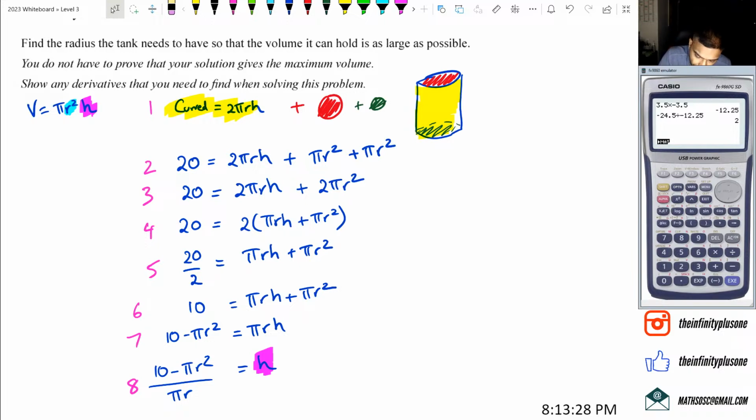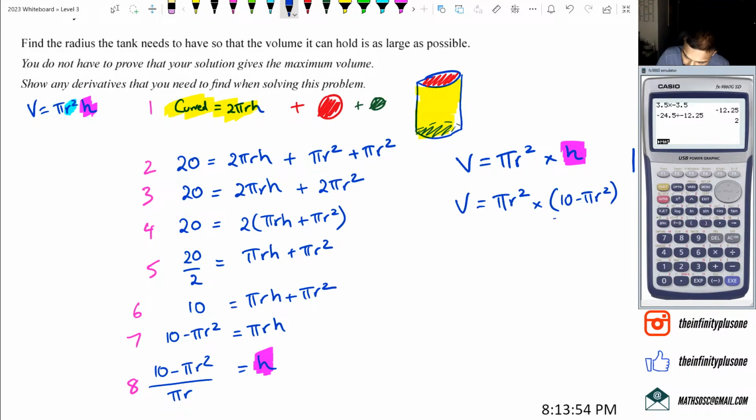Now, the reason I haven't simplified line 8 is because when I go back to the volume equation, notice how it is pi r squared multiplied by h. The reason I didn't cancel the pi r is because I know that there's a pi r and the pi r squared that I'm multiplying by. So in other words, check this out. Volume is equal to pi r squared multiplied by 10 minus pi r squared, divided by pi r. It doesn't matter which way you do it, as long as you get the same equation as I do in the next line, you're pretty much good to go.